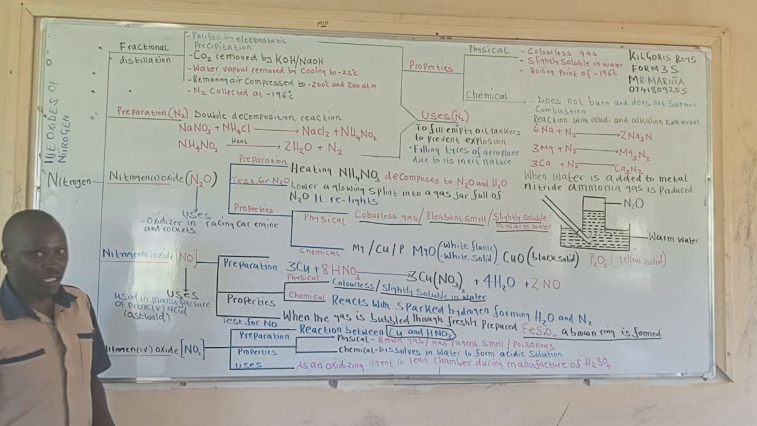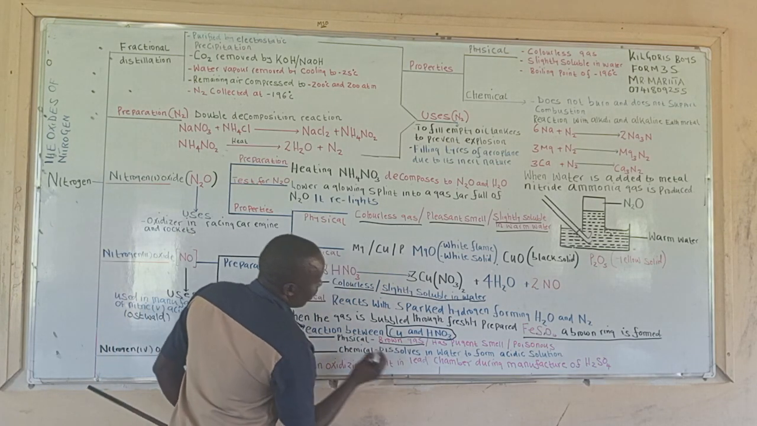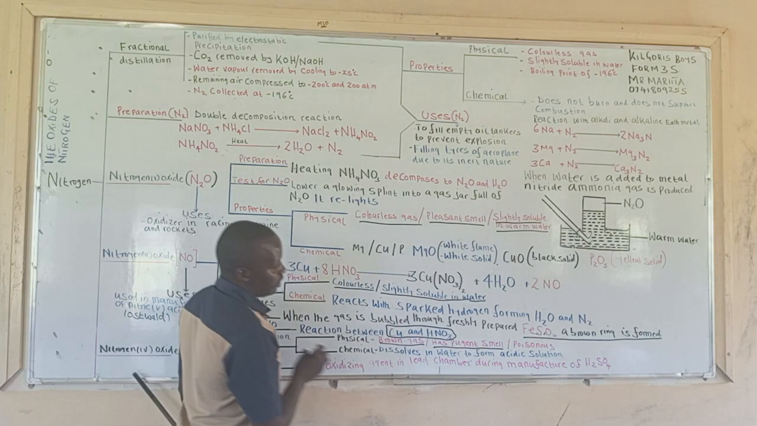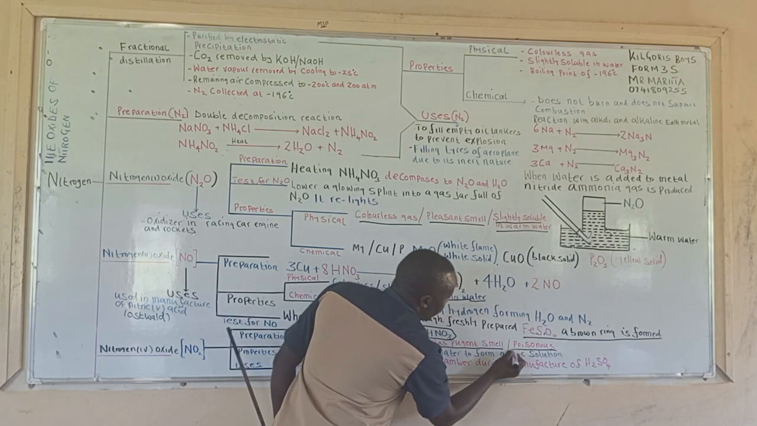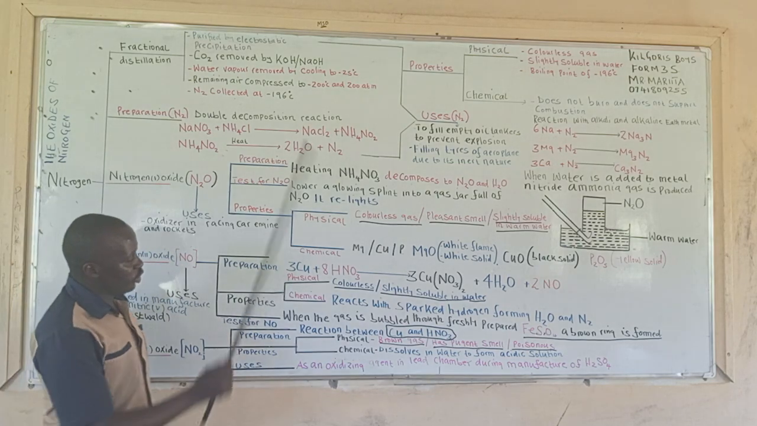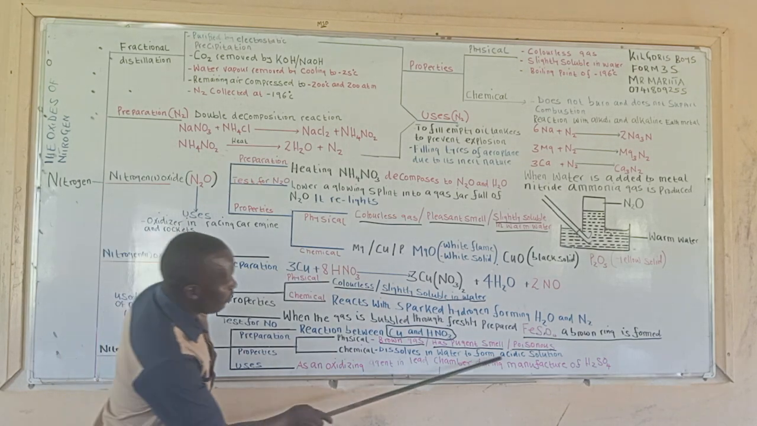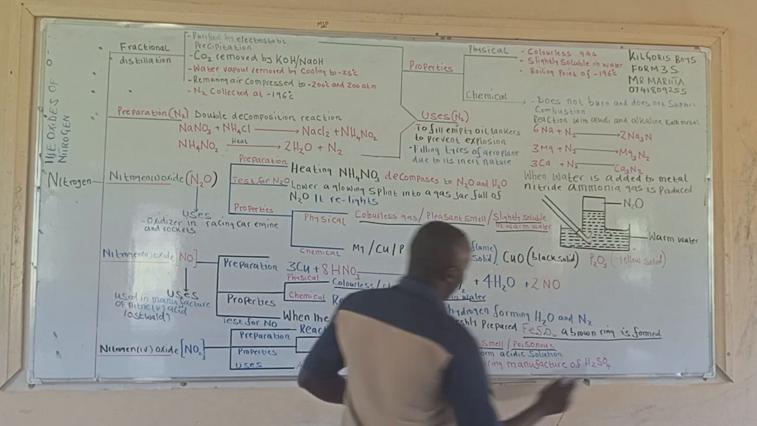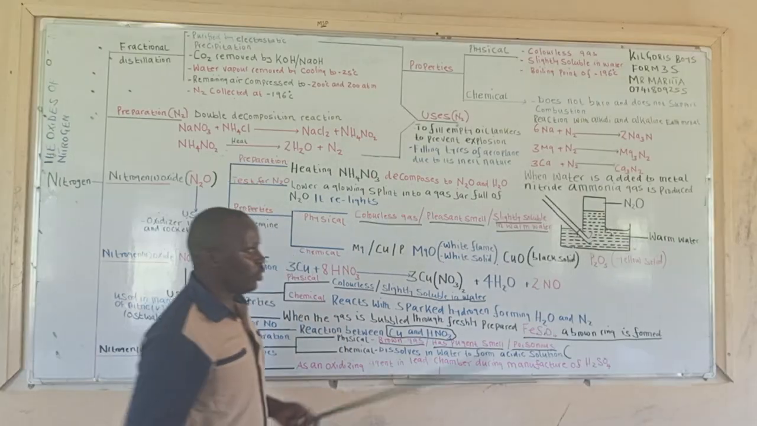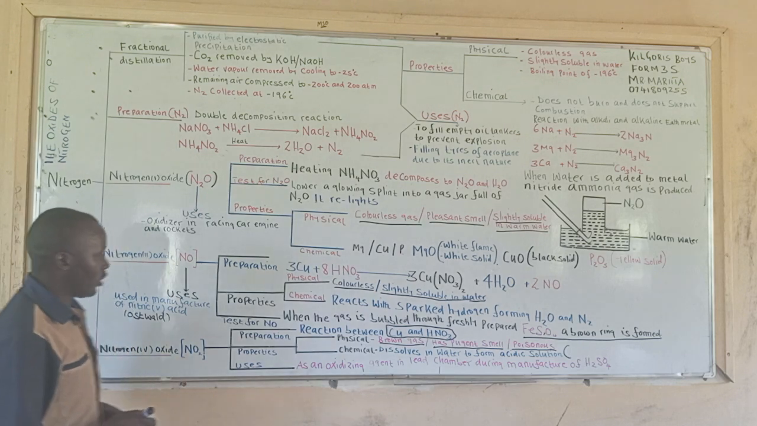We have the physical properties, whereby it is a brown gas. It has a pungent smell, and the gas is poisonous. Under the chemical properties, it dissolves in water, not in warm water. It dissolves in water to form an acidic solution. It can also combine with the rain in the atmosphere to form acid rain. So we can have the acidic water.